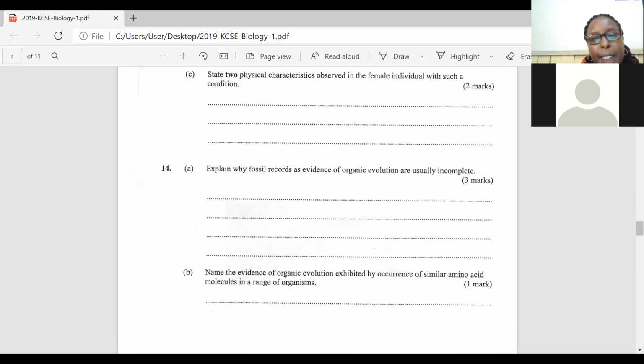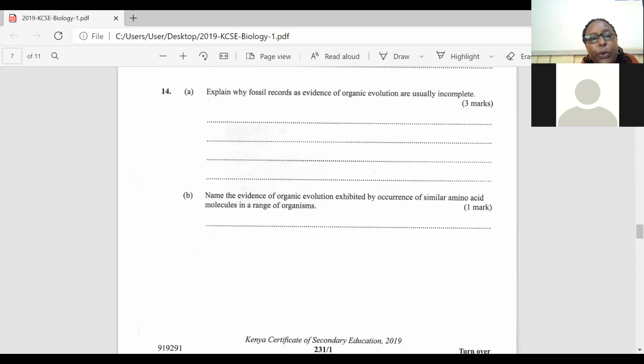Then part C would also need the student to know about the characteristics which would be seen in an individual who has the Klinefelter's condition, just stating 2 physical characteristics. We go to question 14.